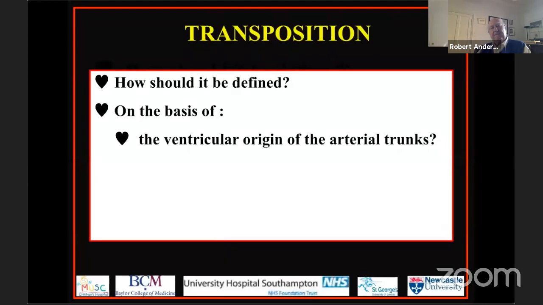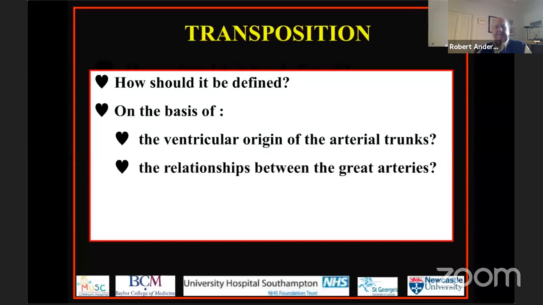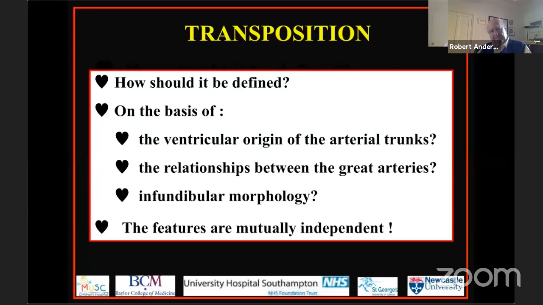Should we define it on the basis of the ventricular origin of the arterial trunks? Or do we always have to find an anterior aorta in order to define this entity? And if there is an anterior aorta, does that aorta have to be supported by an infundibulum or a conus? And does there have to be fibrous continuity between the leaflets of the pulmonary valve and the mitral valve in the left ventricle?